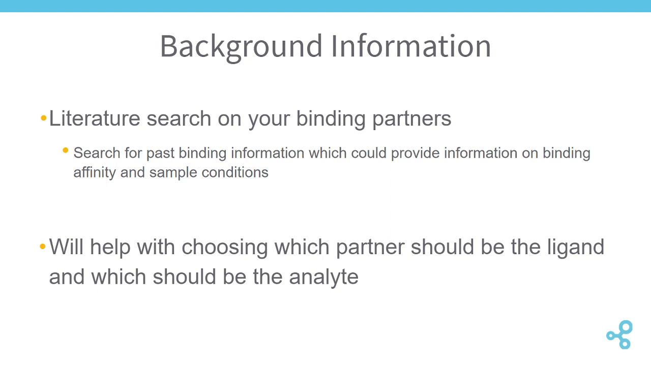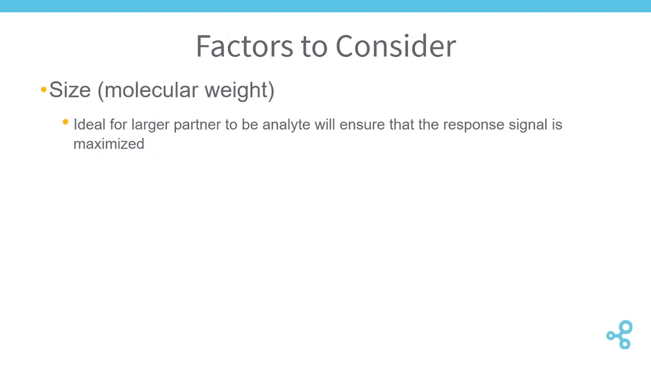To help us with this background search, we have 6 factors that we should be considering, among others, but these are what I would consider to be the 6 more important factors. The first thing is we should have knowledge of the molecular weight of our 2 binding partners. The reason for this is ideally we would like to have the larger molecular weight partner as our analyte. This will become more apparent when we get into the ligand section of this talk.